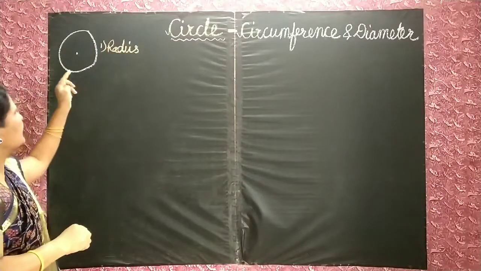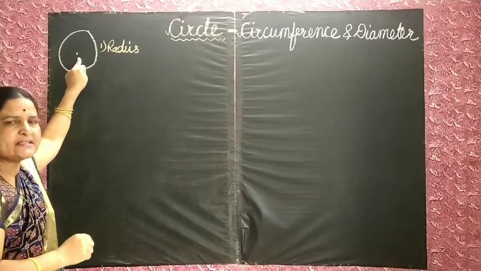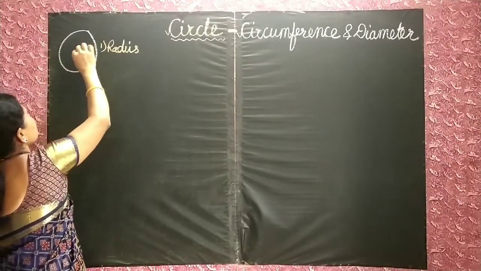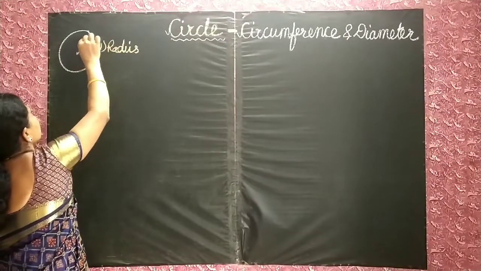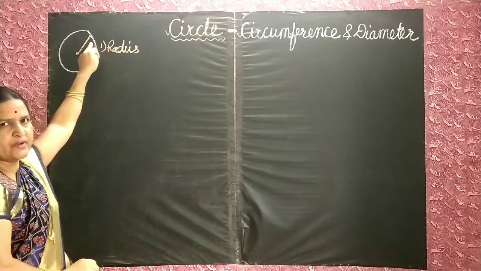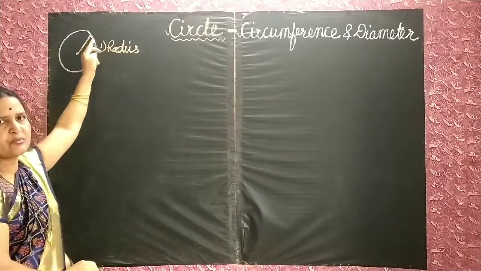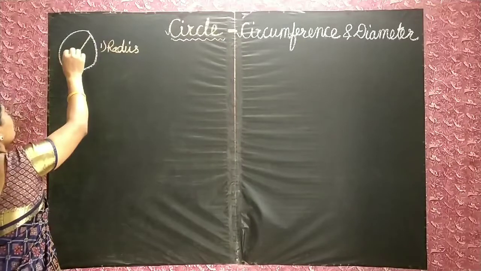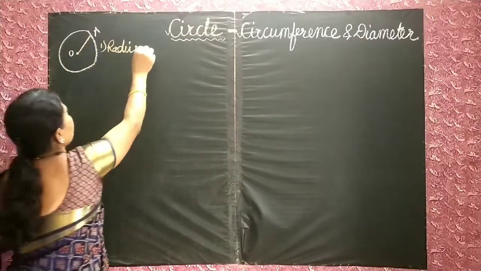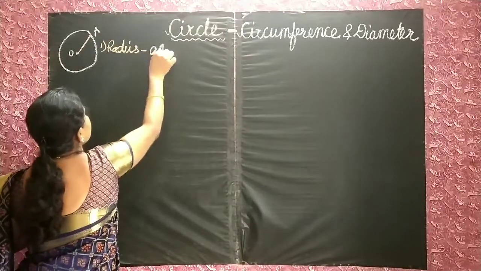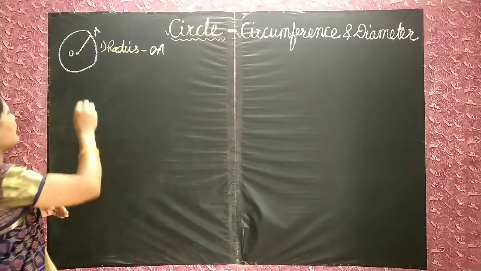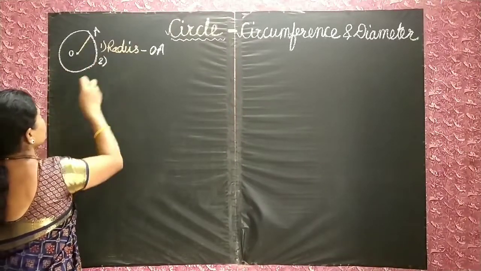Radius means what? Radius is a line segment, and its distance is from the center of the circle outward till the circumference of the circle. Suppose this is OA. So this segment OA is the radius of the circle. Now the next part of the circle is the diameter.